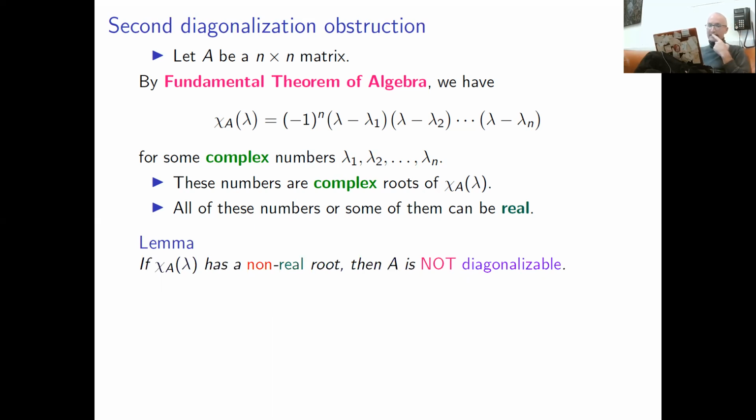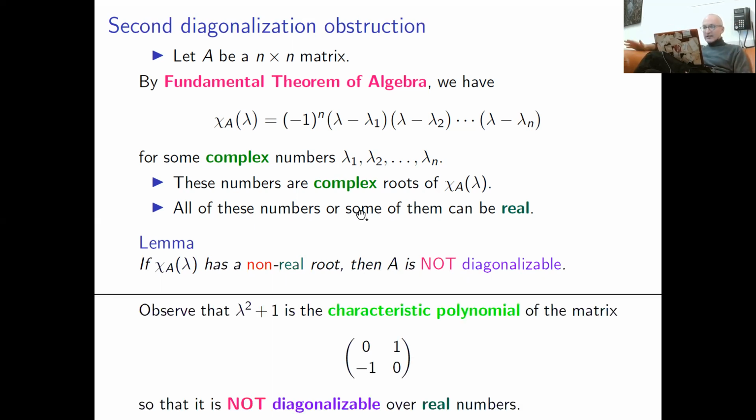We will see a bit later that this doesn't, of course, obstruct diagonalization over complex numbers, and we already saw examples in the previous part. But over real numbers, end of game. Okay, this is an example which we already considered in a more general setting.